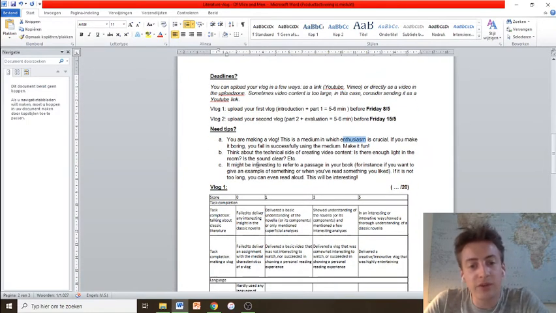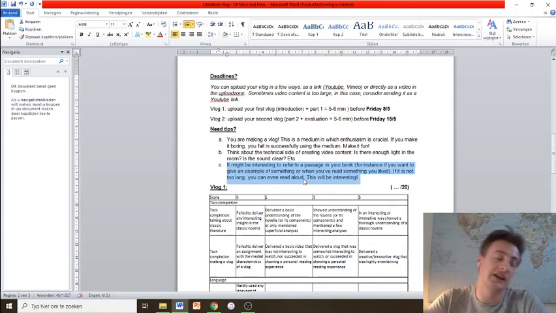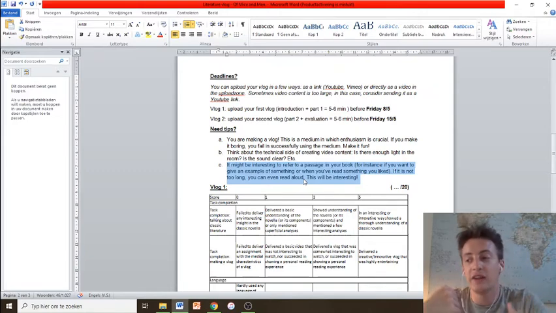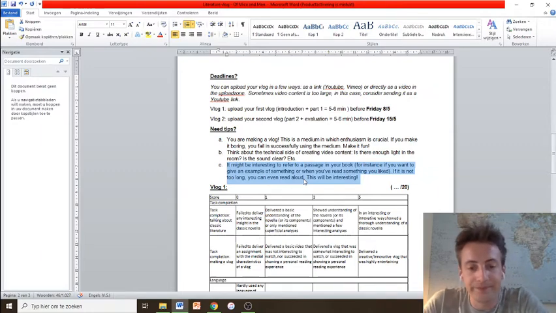Then C, it might be interesting to refer to a passage in your book. For instance, if you want to give an example of something, or when you've read something you liked, right? If it is not too long, you can even read it out loud, and that will be interesting. So this is definitely a good tip when you're analyzing, because if you tell us why you liked something or why you disliked something, you're going to have to illustrate that in one way or another, and what better way to do it than with citations, right? So you can perfectly refer to something there.